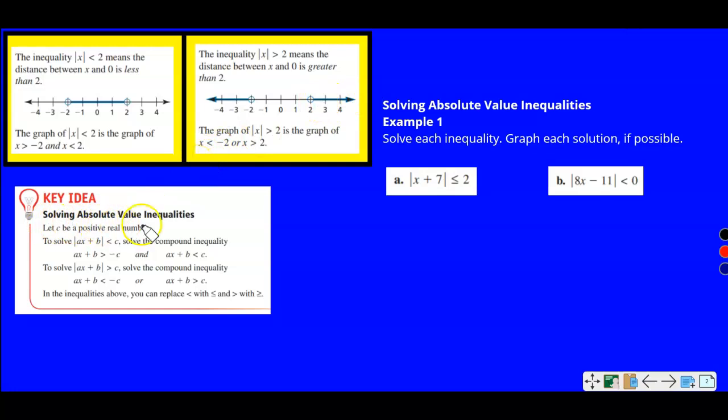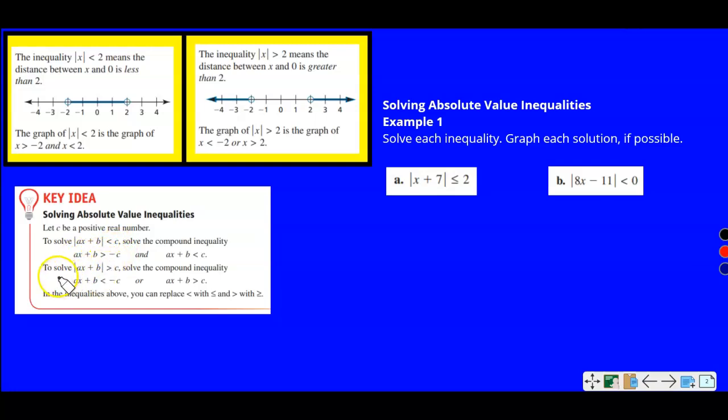All right, key ideas. Solve absolute value inequalities. Let c be a positive real number. To solve the absolute value of ax plus b less than c, solve the compound inequality. So you've got ax plus b greater than negative c and ax plus b less than c. So remember when we set up our two equations in the last unit, where one was positive and one was negative with absolute value. Now we're doing the same thing, except when we have a negative, we're also going to flip the sign. So this stays exactly the same. This one, it changes to negative and flips the sign.